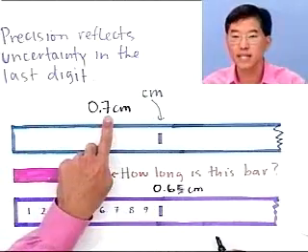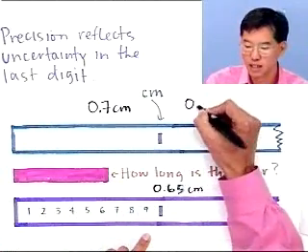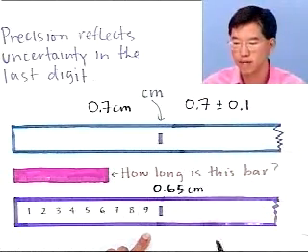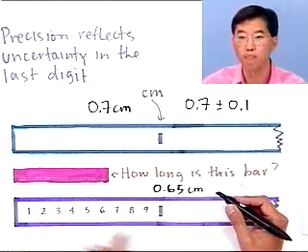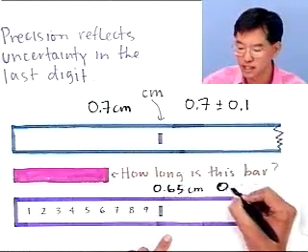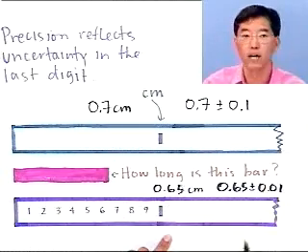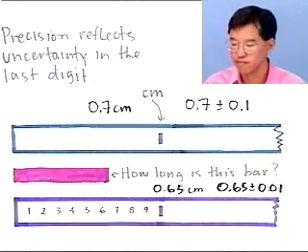Okay? What does this say? 0.7 says that the number is 0.7 plus or minus 0.1, meaning that the number is really between 0.6 and 0.8. And now with our better ruler, we can say that this is 0.65 plus or minus 0.01. So we've made a more precise measurement with this ruler than with this ruler.